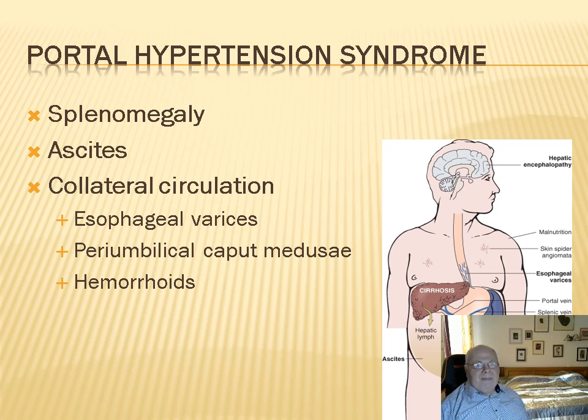The portal hypertension means stasis in the territory of the portal vein, meaning that we have stasis in the splenic vein. As a result of this stasis, the spleen will become enlarged, meaning splenomegaly.